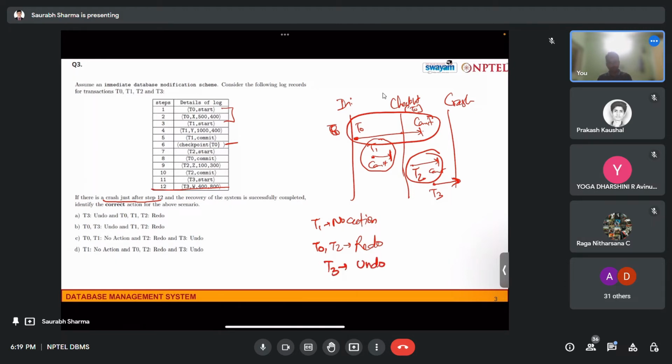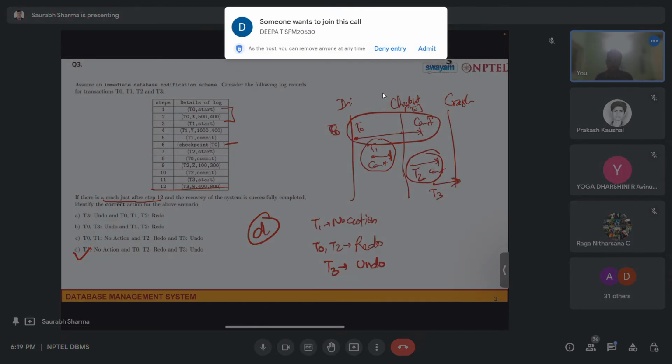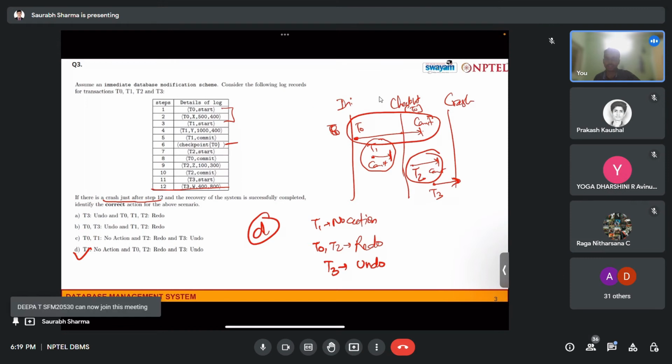Now comment. There are four options. I think D, yes. D is the correct one, which is telling the same as what we have inferred.